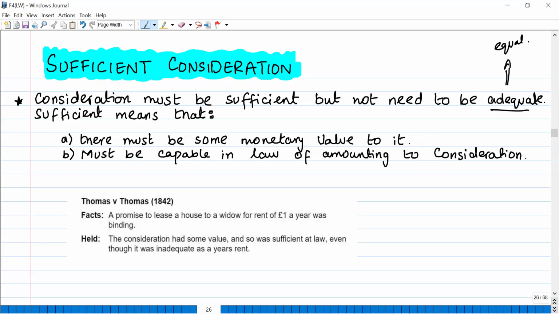the £200 that I paid for the thing worth £1,000, is not equal, right? But the law says consideration just needs to be sufficient. That's it. If I pay £200, that is sufficient consideration. That will amount to a contract forming.